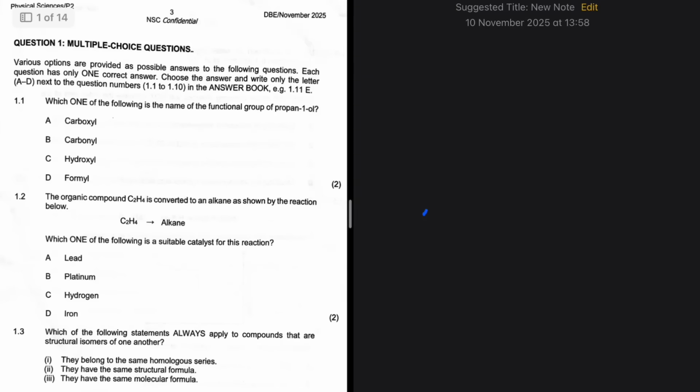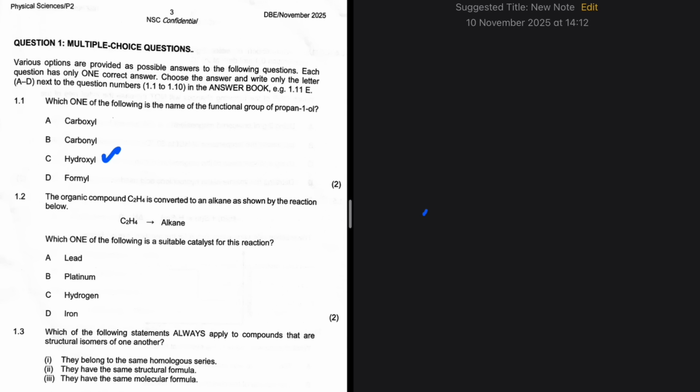Which one of the following is the name of the functional group of propane-1-ol? This is a very basic question. Sticking to the basics, the definitions. We are not really applying anything here. So you should know that the answer to 1.1 is C. The name of the functional group of propane-1-ol, an alcohol, is hydroxyl.